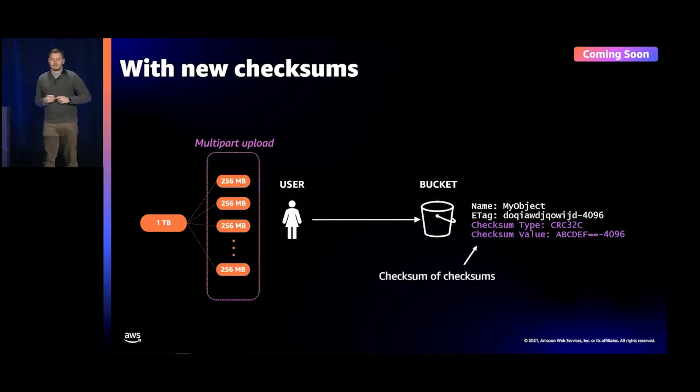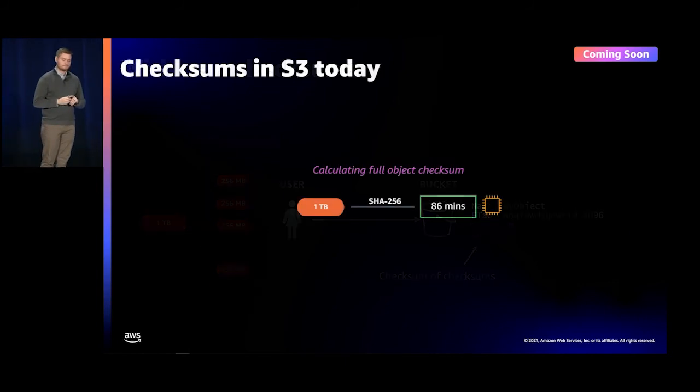So how do we calculate that value? It's computed by checksumming each of the individual parts' checksums to provide a whole object checksum. And this is useful, but to compute that value later on, I need the part sizes or boundaries to do a full object validation for any object sitting in S3. And that data isn't easily accessible today.